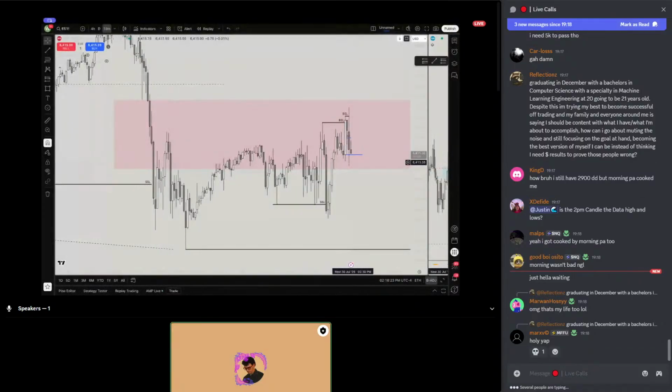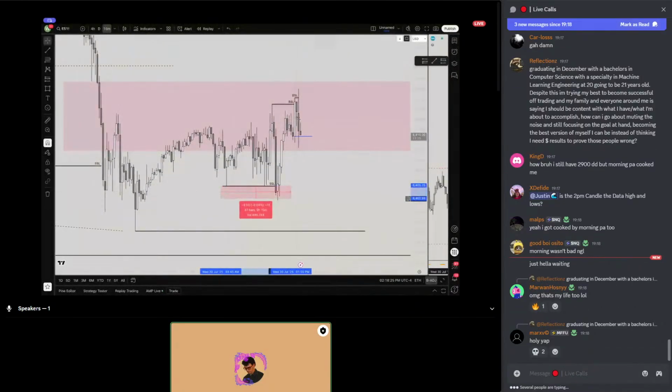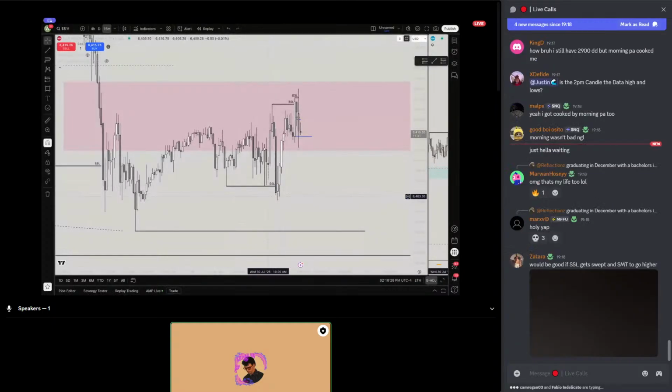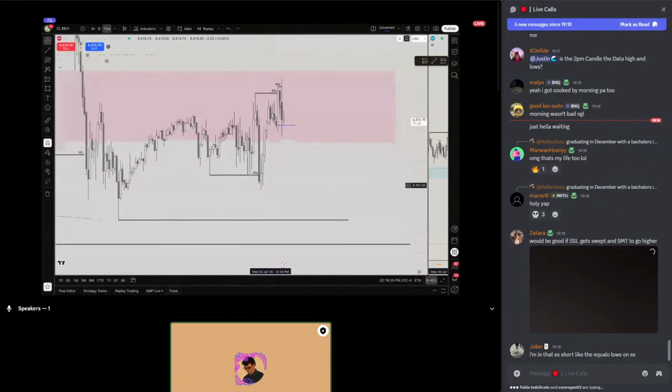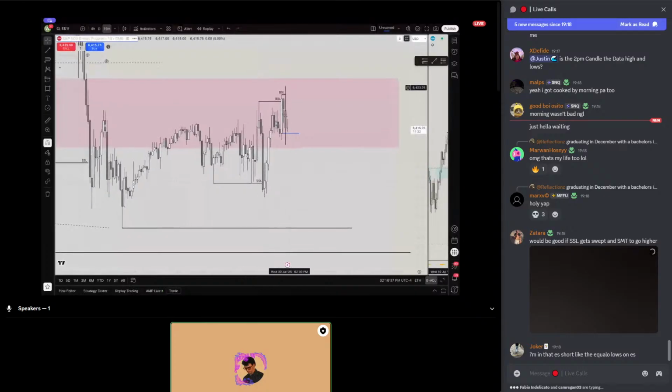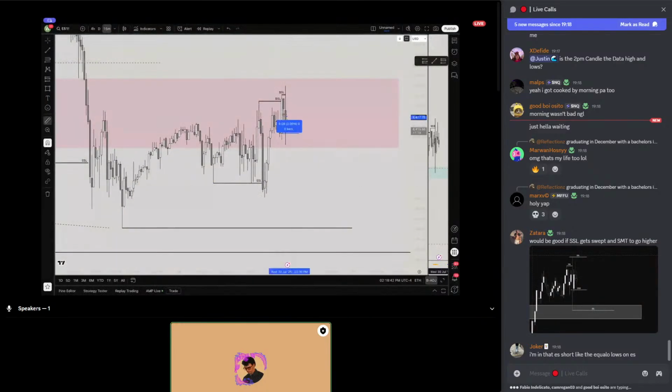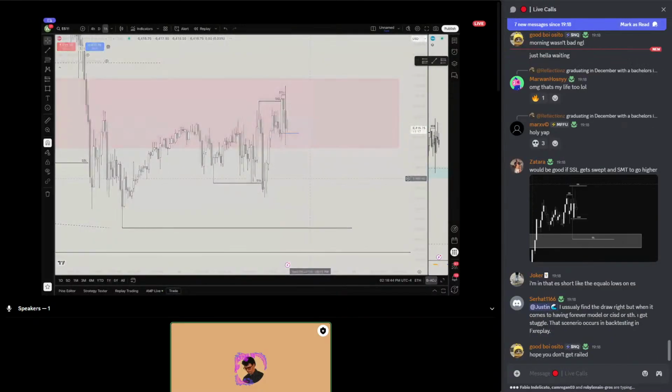Because this was initial manipulation, right? This is not generated sell side liquidity. Now, this is generated sell side liquidity, but this is actually the manipulation leg. So we generated internal sell side here, took this, and then displaced back higher. If these lows were still intact, I would be more favorable for short buys. And keep in mind we also have this bigger time frame bullish SMT.